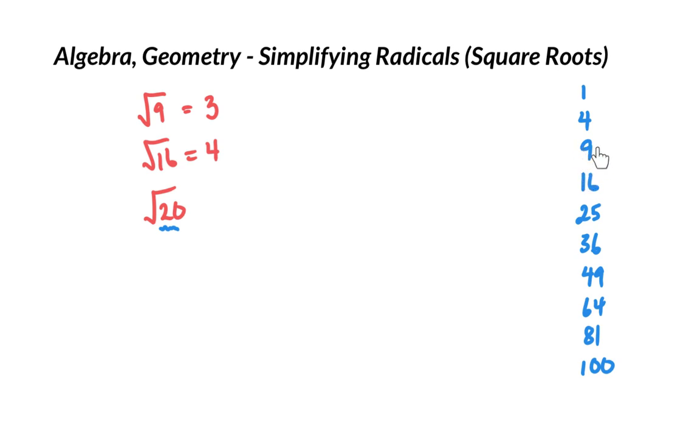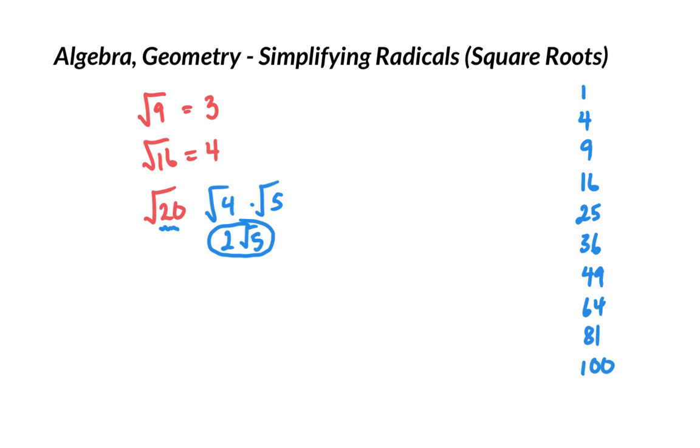I say, well, 20 divided by 9 is not a nice number, but 20 divided by 4 is. 20 can be written as 4 times 5. So the square root of 20 can be written as the square root of 4 times the square root of 5. Well, the square root of 4 is 2, and the square root of 5 isn't nice, so we just leave it. It's 2 times the square root of 5.